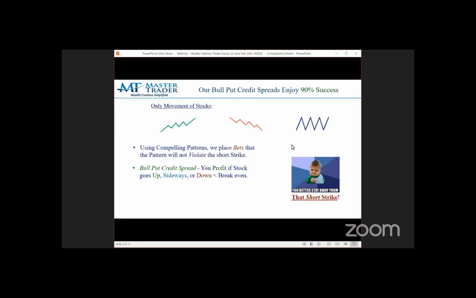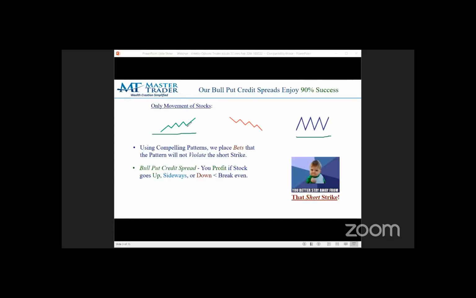So what's a bull put credit spread? I'm going to define it for you in a moment, but we're going to be selling an out-of-the-money put below support. We're going to buy a further out-of-the-money put, and so here we're talking about an uptrend right now, or a sideways trend when we're selling bull put credit spreads.